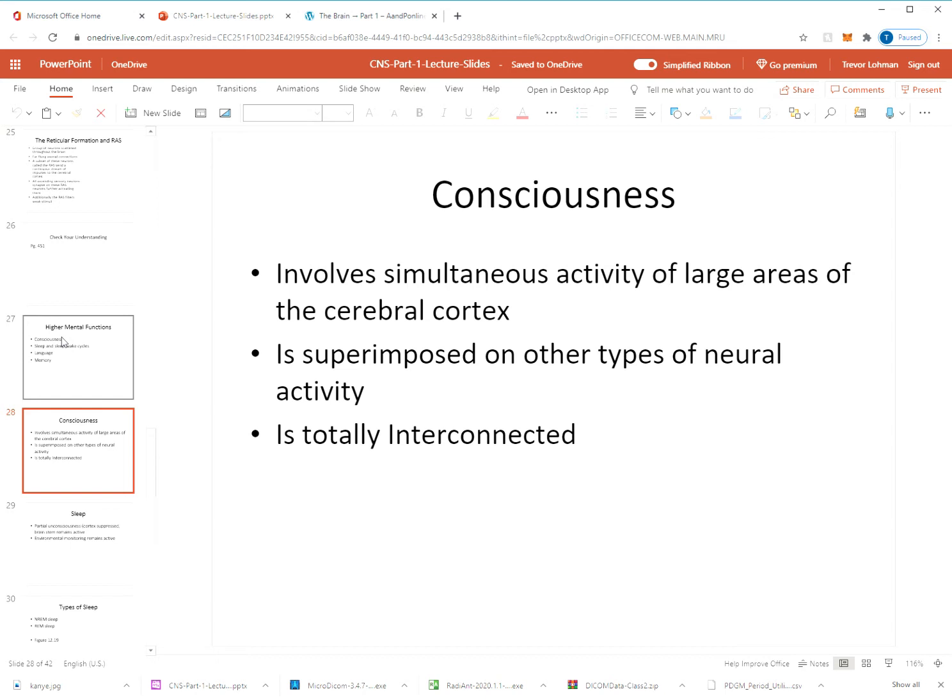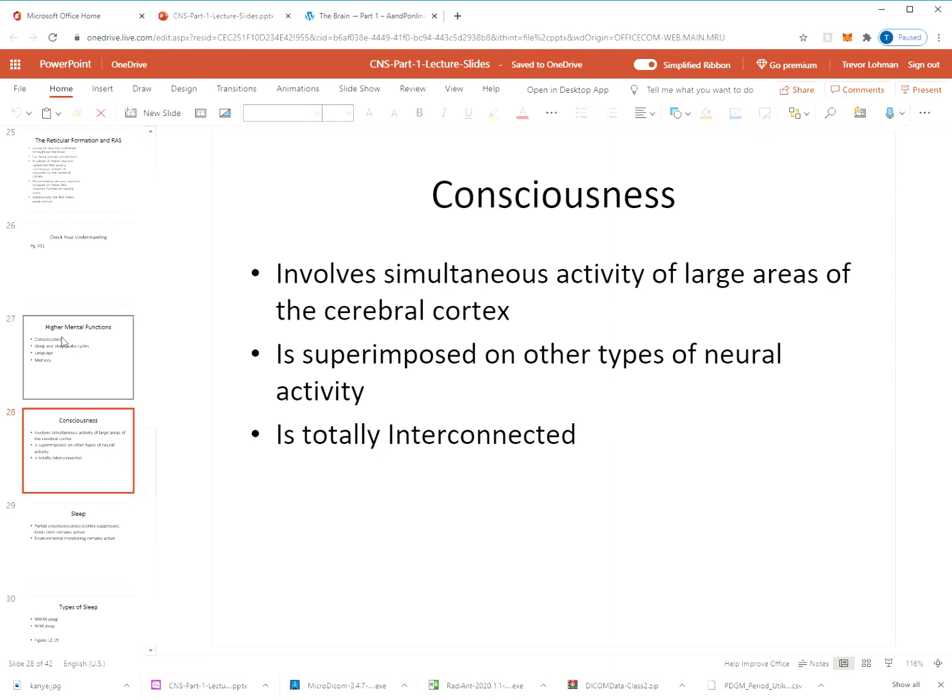And here's your book's best crack at it. It involves simultaneous activity of large areas of the brain, of the cortex. Okay, cool. It's superimposed on other types of neural activity and is interconnected. This is the best non-answer. So what is consciousness? Well, it's a bunch of activity that's connected to other types of activity. So I like that. The point is, scientifically, it's tough to explain what consciousness is.